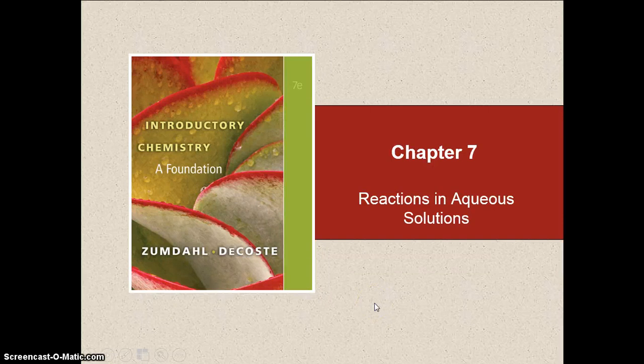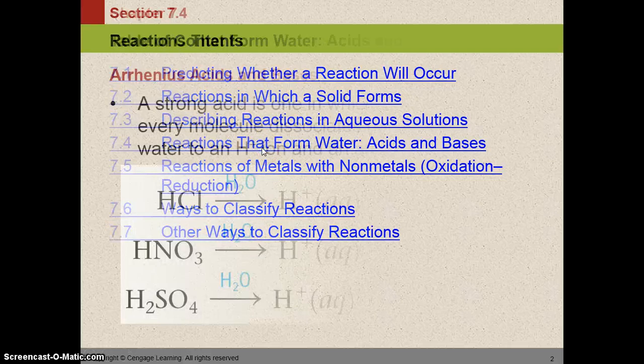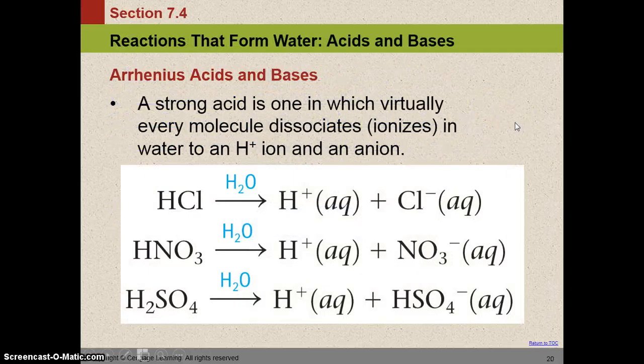As we continue on in Chapter 7, Reactions and Aqueous Solutions, today we're going to be looking at reactions that form water, acids and bases. Arrhenius acids and bases. There was a Swedish chemist named Svante Arrhenius, and he proposed this idea of what a definition of a strong acid and a strong base should be. And that's what we'll kind of stick with in this lecture.